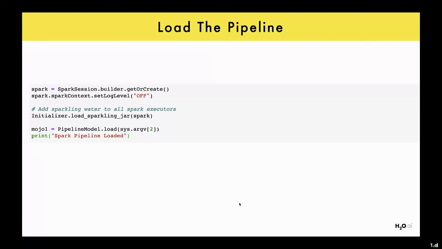Then I need to do some technical call, which is actually not required on the new Sparkling Water versions, but previously it was required because we needed to load Sparkling Water classes into our PySpark application. It is done automatically right now, so you don't need to worry about the load sparkling jar step anymore. And I'm loading the pipeline using the call pipeline model load, from the location specified by the argument. It will load the whole Spark pipeline model.